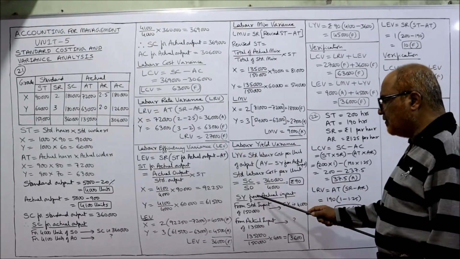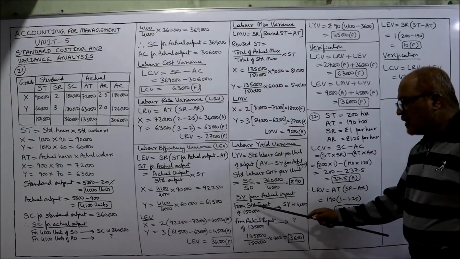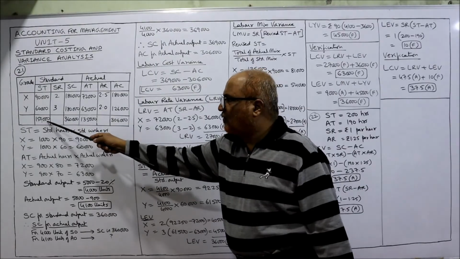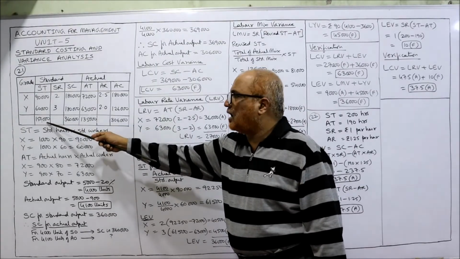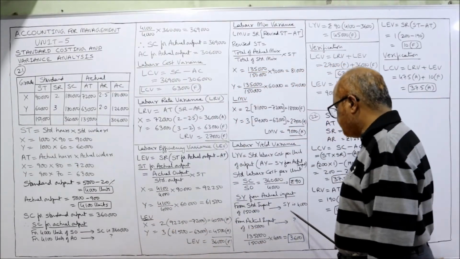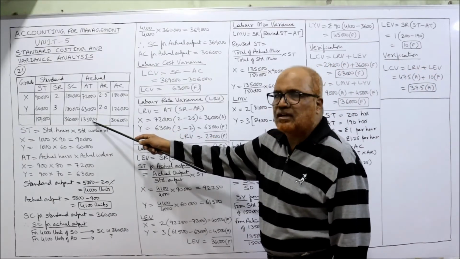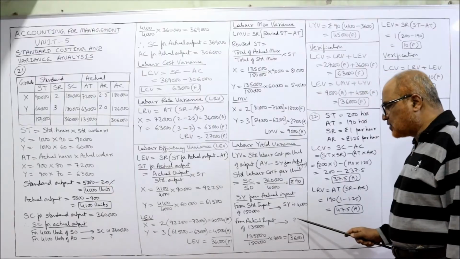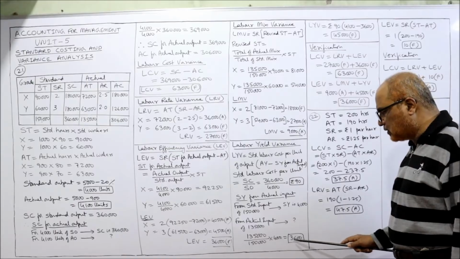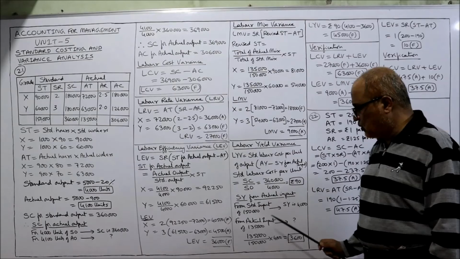Now standard yield from actual input. For a standard input of 1,50,000, we are getting an output of 4,000. For an actual input of 1,35,000, how much is the standard yield? So 1,35,000 divided by 150 into 4,000, 3,600 is the standard yield from actual input.